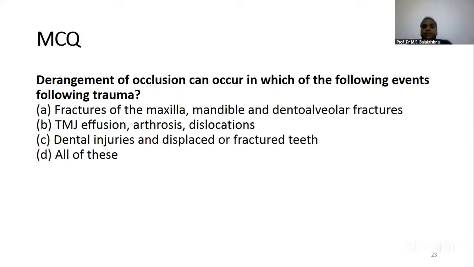Next question. Derangement of occlusion can occur in which of the following events following trauma? Derangement of occlusion. Fracture of the maxilla, yes, occlusion can go out. Mandible fractures, yes. Dental fracture, yes. TMJ effusion, dislocation, yes. Dental injuries, displacement of the fractured teeth, yes. So in all the above conditions, derangement of occlusion will be there. So all of the above is the answer.